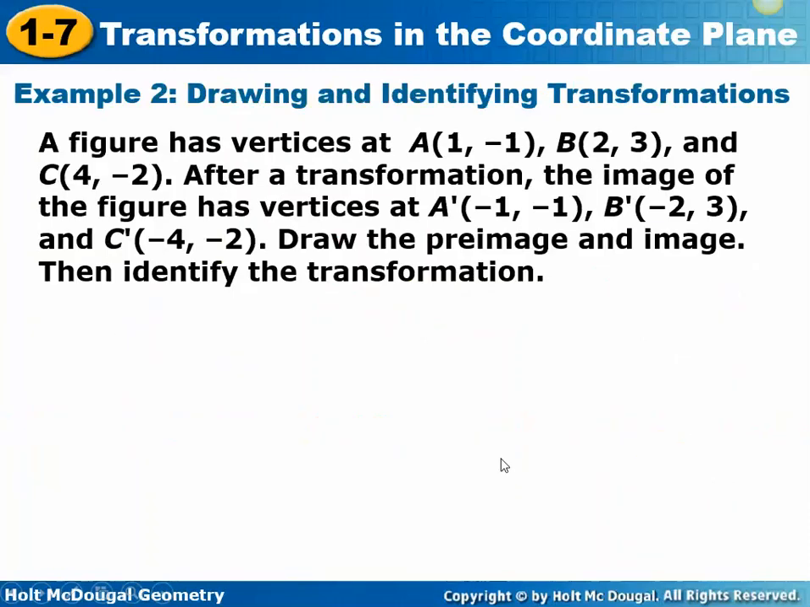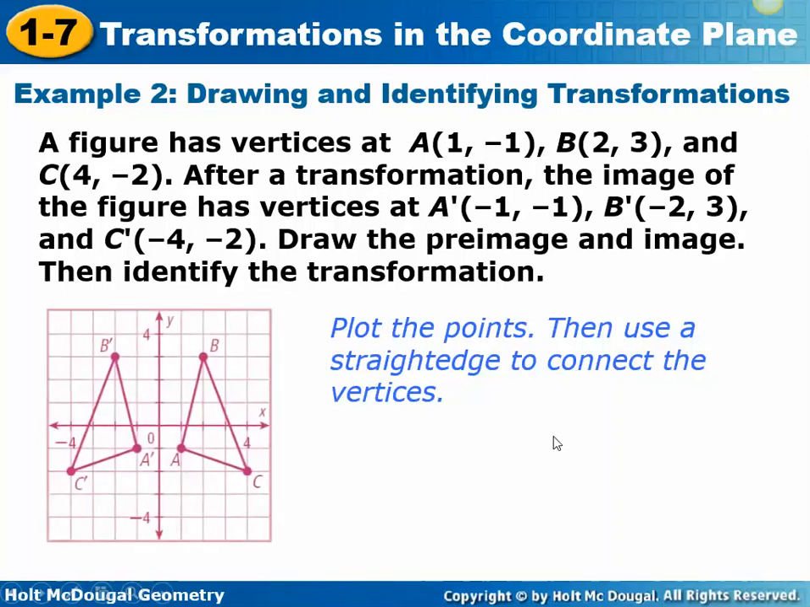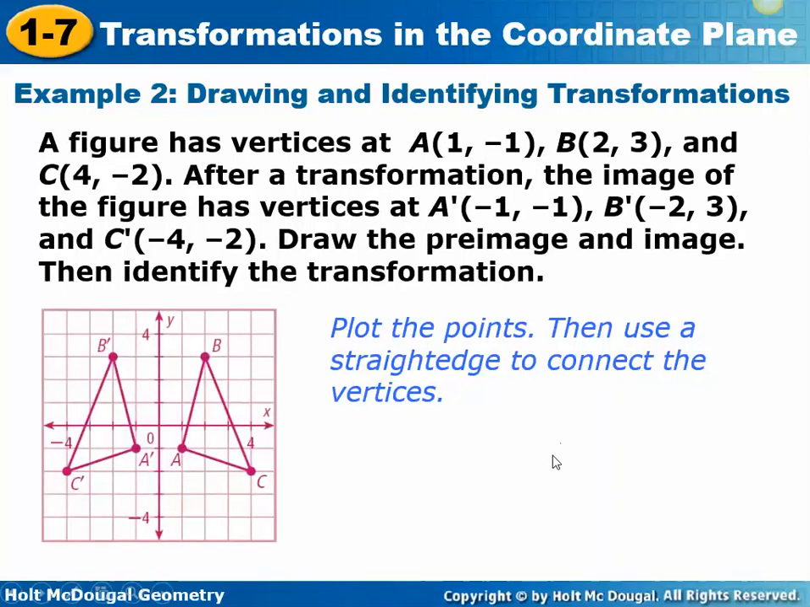Let's look at drawing these in a coordinate plane. So they're giving us some vertices of a figure. It's got 3 vertices, so it must be a triangle. After a transformation, the image of the figure has different vertices. So you're going to draw the pre-image and the image. Remember, the pre-image is the original. So you get your graph paper out, and you plot the points A, B, and C, and then you connect them with a nice straight line.